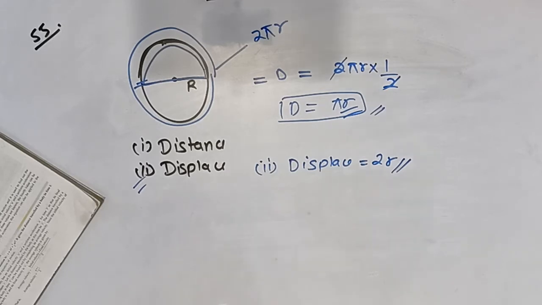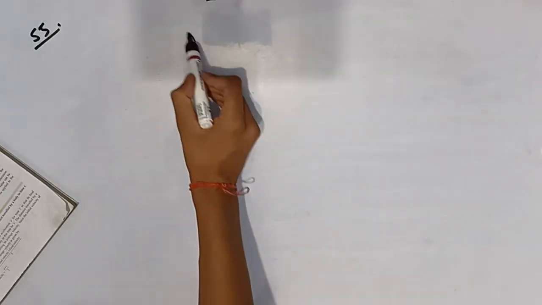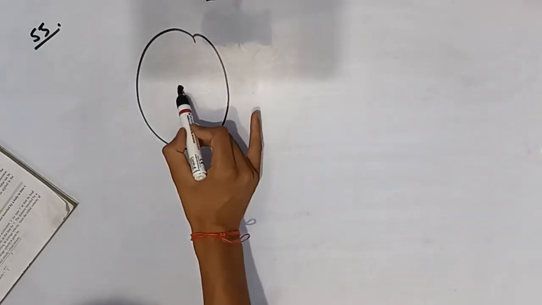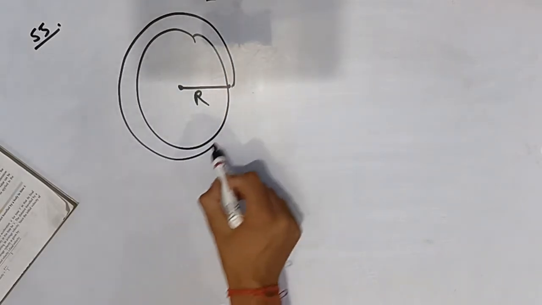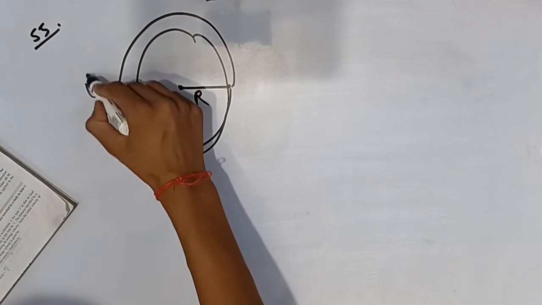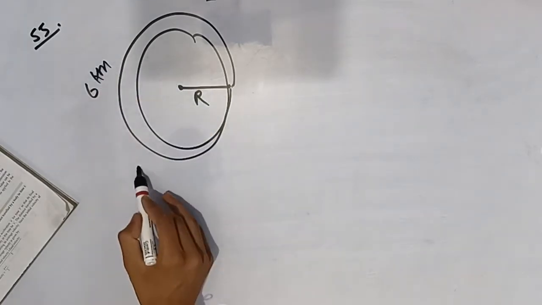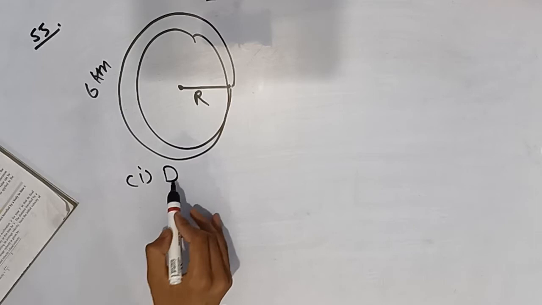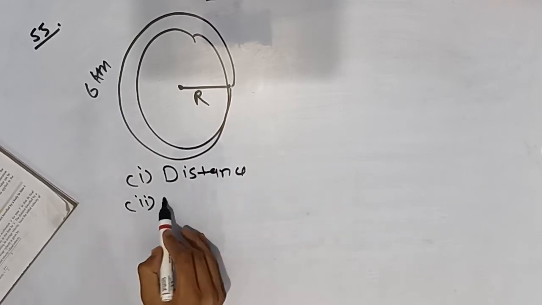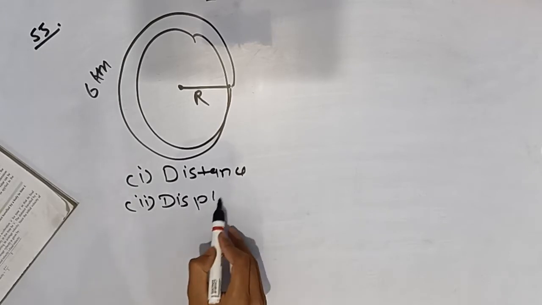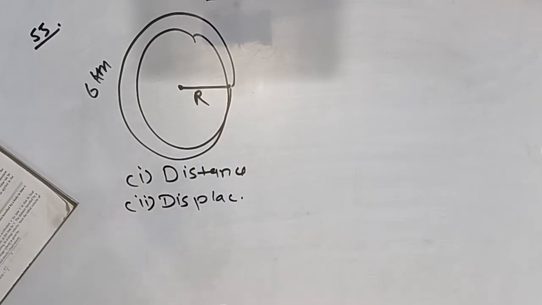So now let's go to question number 56. What question number 56 says is that if on a round trip you travel 6 km and then arrive back home. Means there is a round trip, and we travel around and come back home. So we traveled 6 km, and what do we have to find? We have to find the distance, and we also have to find the displacement. So it is very simple friends. See how we will solve it.